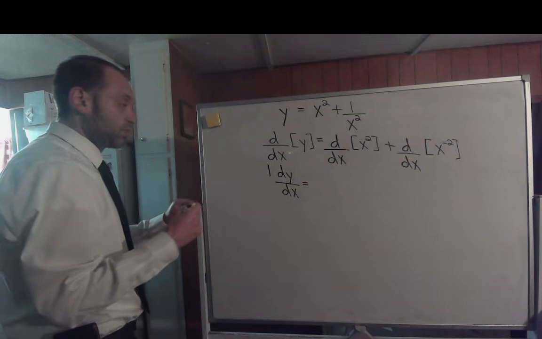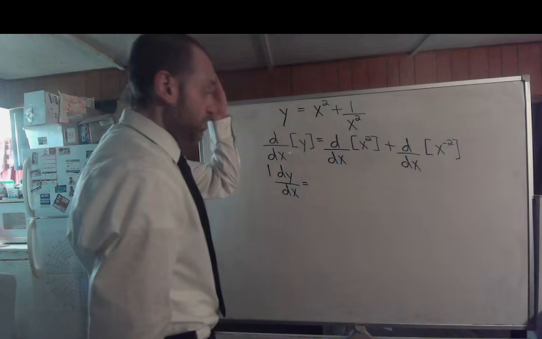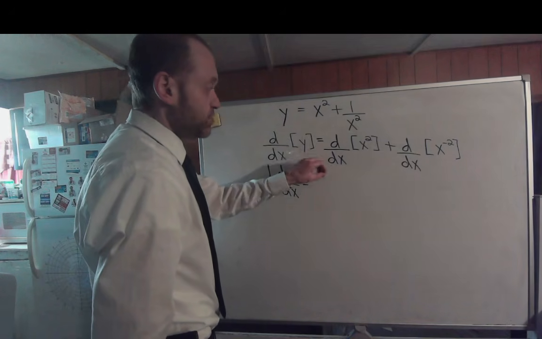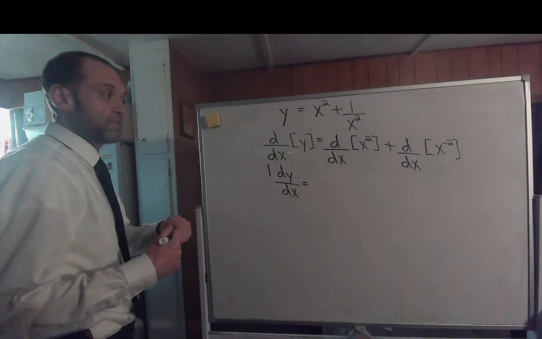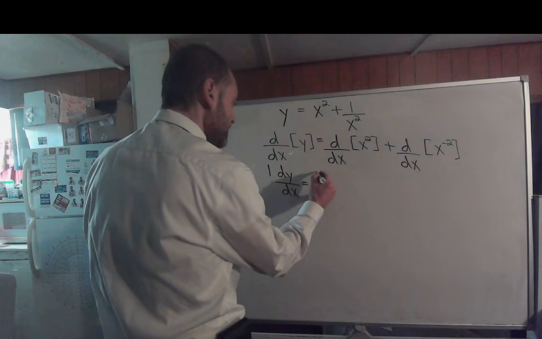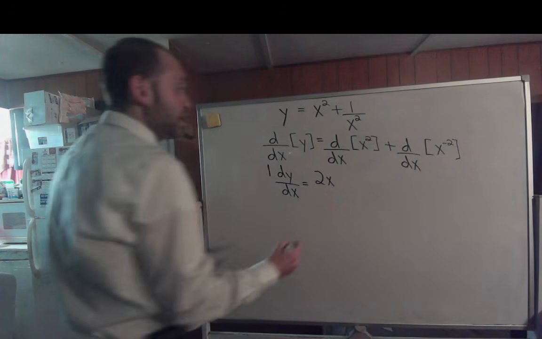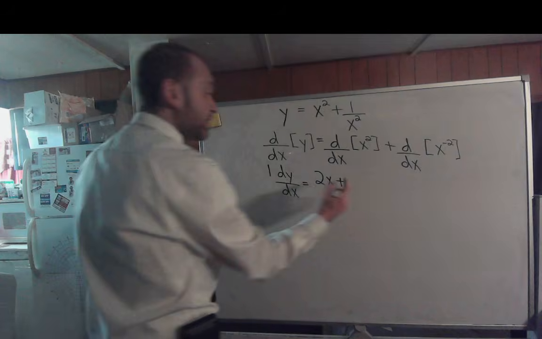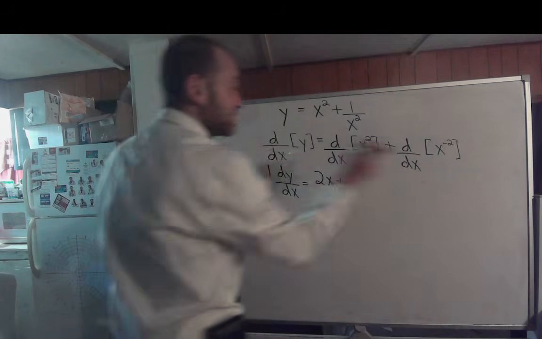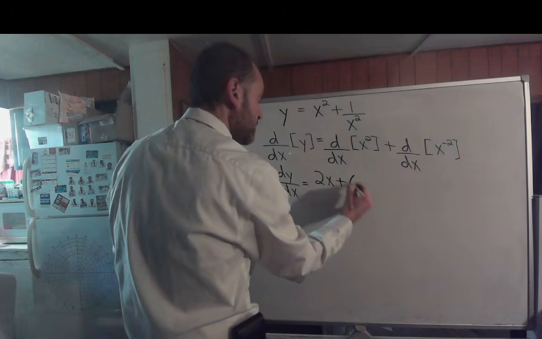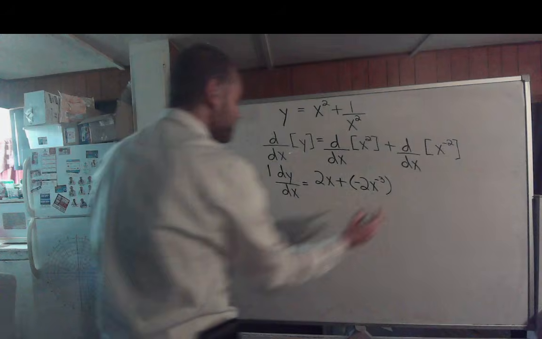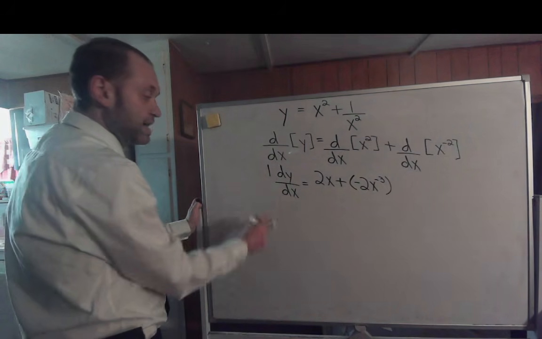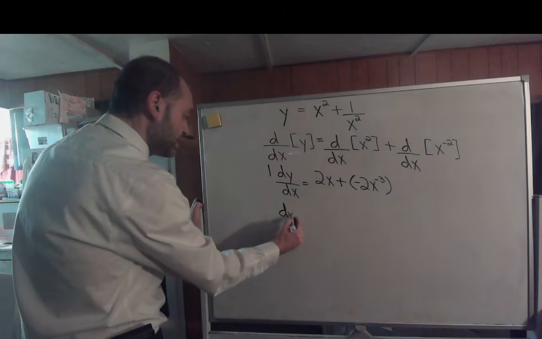That's going to equal, well, the derivative with respect to x of x to the second, that's just the derivative of the term. That would just be 2x plus the derivative with respect to x of x to the negative second. That would end up being negative 2 times x to the negative third. Well, 1 times dy dx, that's just dy dx.